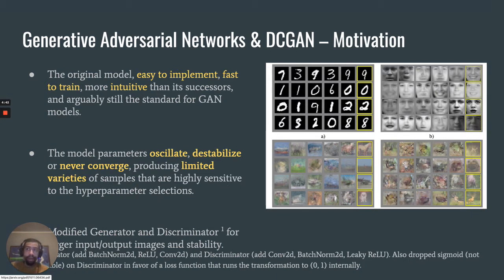The model that I chose to replicate was Alec Radford's DCGAN paper. DCGAN is the predecessor to a lot of the generative models that we've seen in the last 6 years or so. It's easy to implement, fast to train, and more intuitive than its successors, but it does have a couple problems. It works on small images only, even though we were able to scale that up using some additional convolutional layers. And it's relatively unstable compared to some other methods, which I was also able to address in the last month or so.